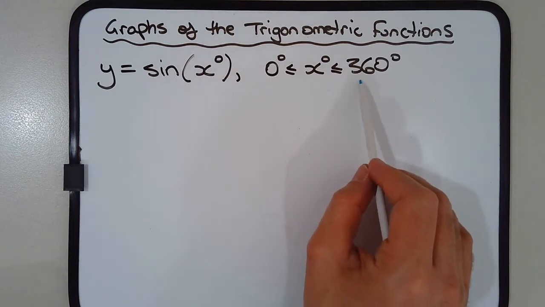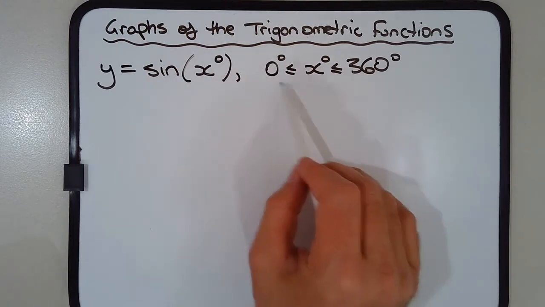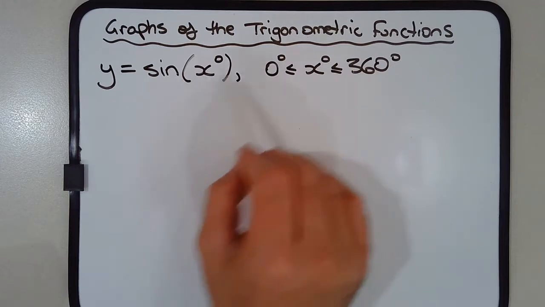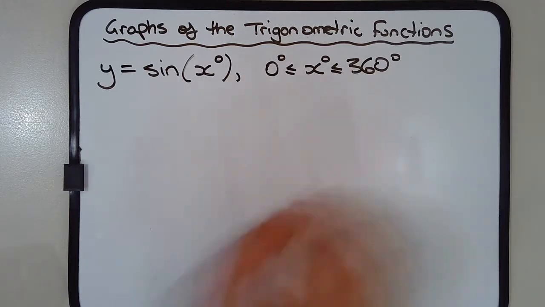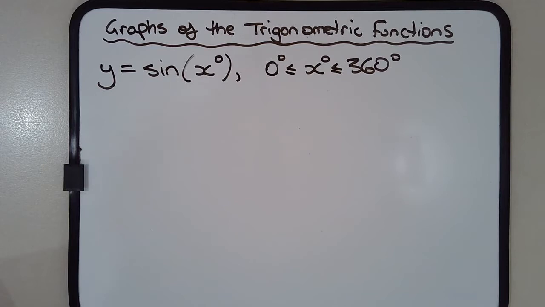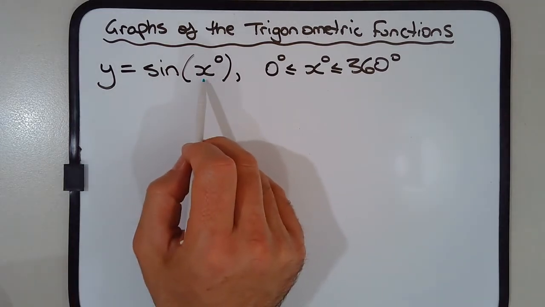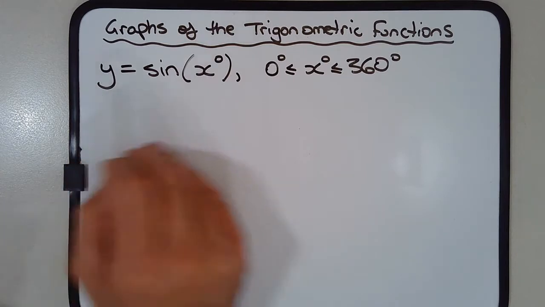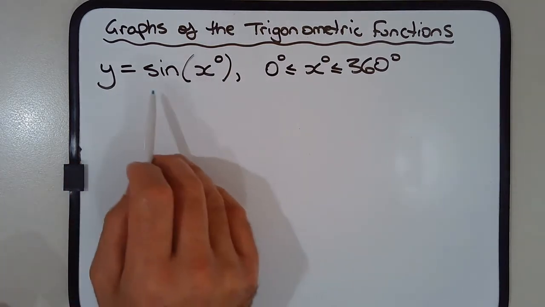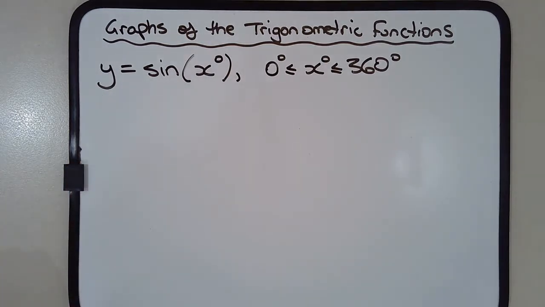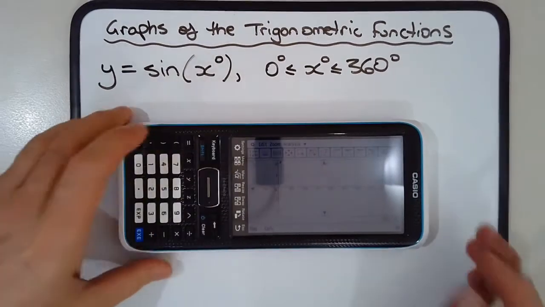I know that we can use angles that are bigger than 360, and we can use angles that are negative, but we're going to limit it to just angles between these two values. For a given value of x, we'll get a value of y that corresponds to that after the sine operation is applied. Just to save a little bit of time, I'm going to use a little bit of technology to graph this.